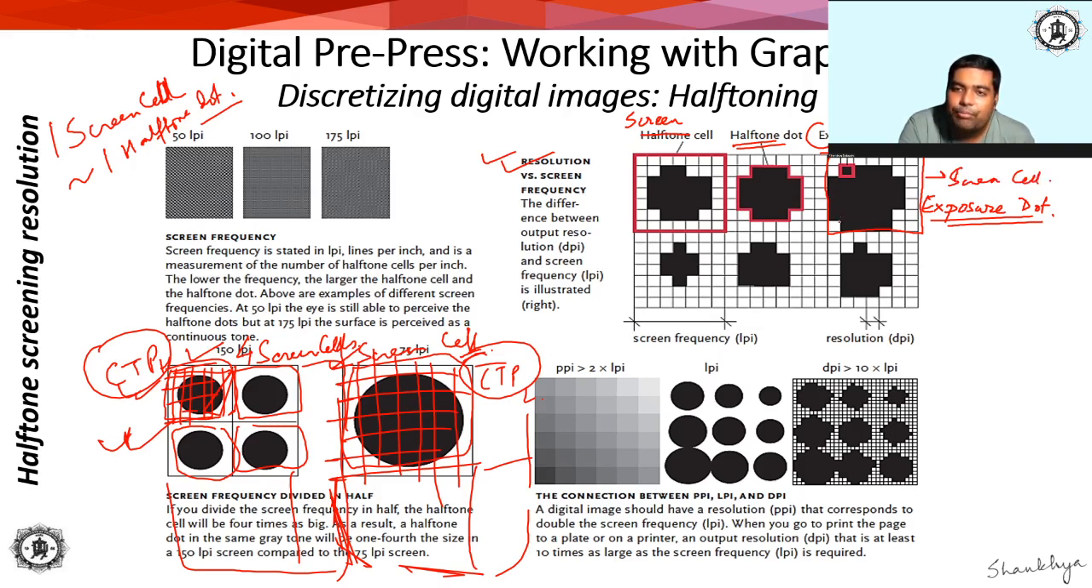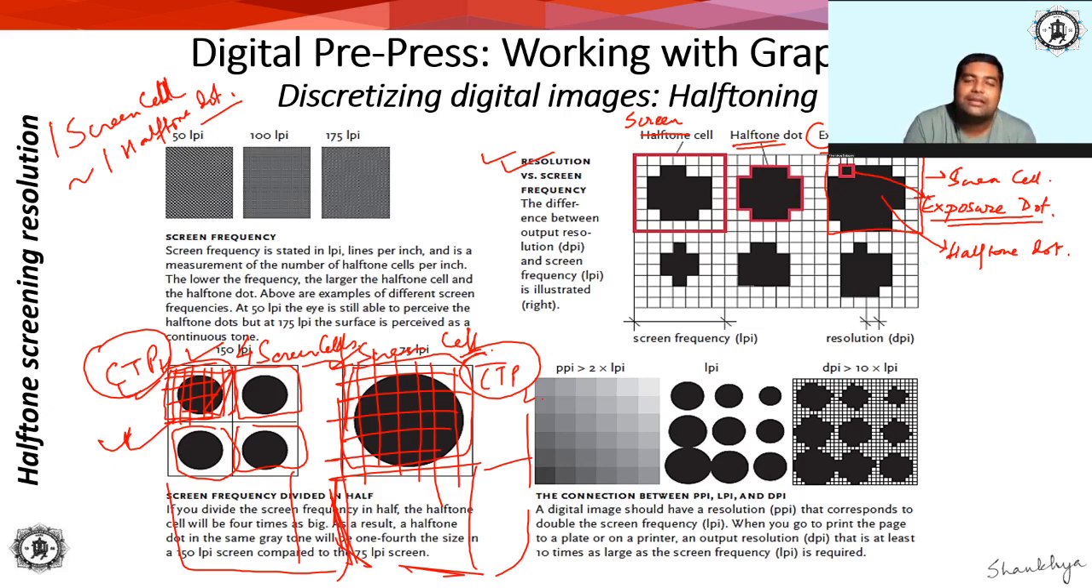This entire block of black area, that is your halftone dot, is it not? Now, what is the individual size of this, or what is the individual box? This individual box is known as the exposure dot. That means the CTP is burning each grid at a time.